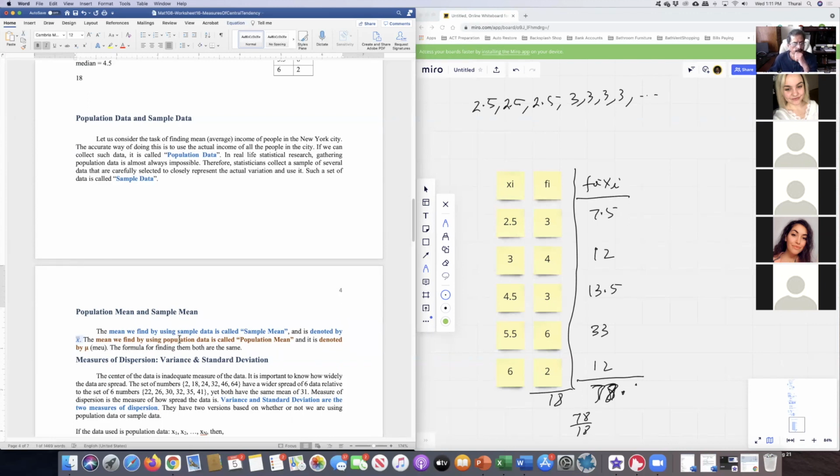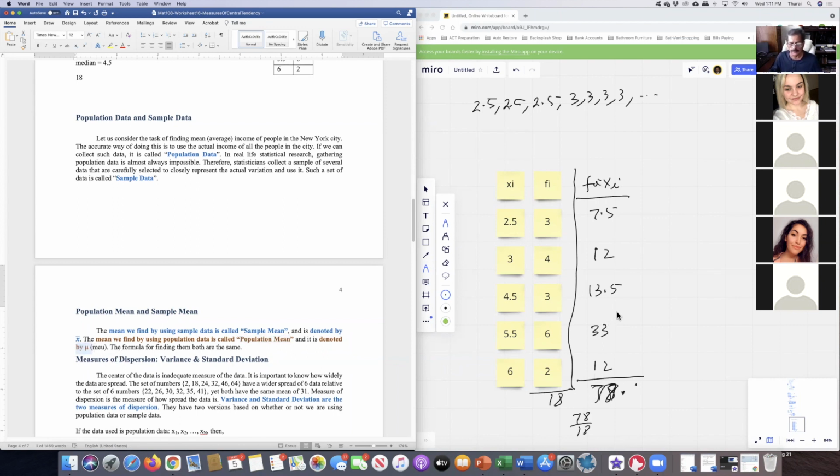Sometimes the population data, the actual data, is available. For example, if I'm finding the mean grade in my class, I have all of the data. I don't need to take a sample, so I can use all of the data to find the mean. If you're using population data, which means all of the actual data, then the mean is called the population mean. And the symbol is this, mu.